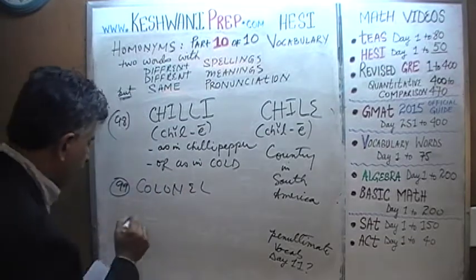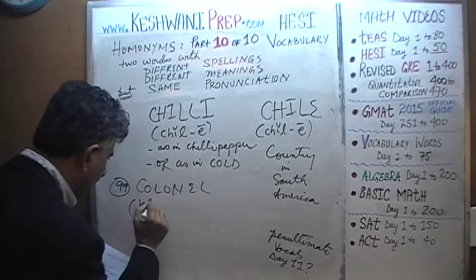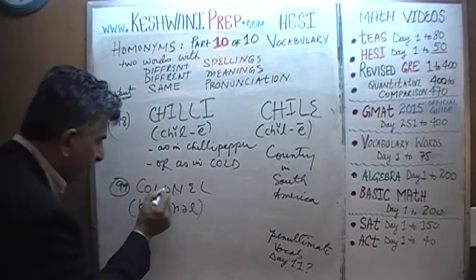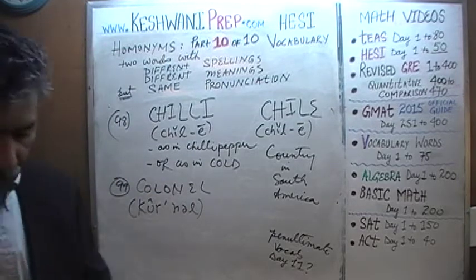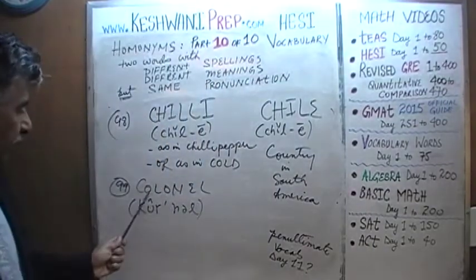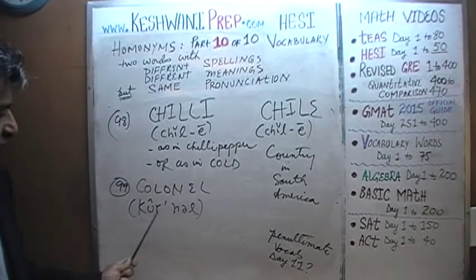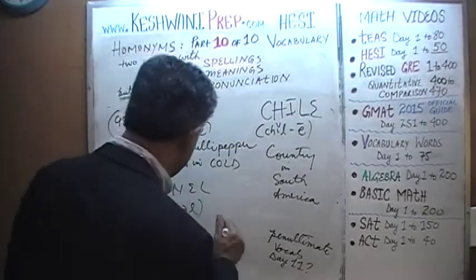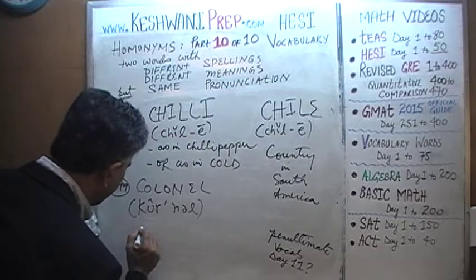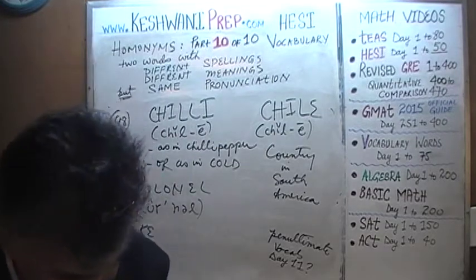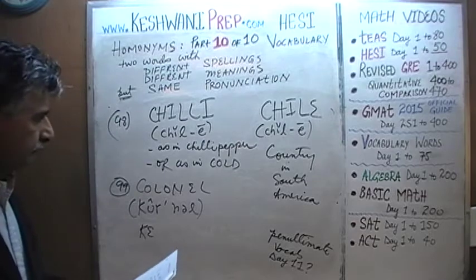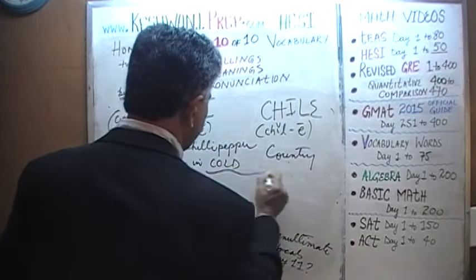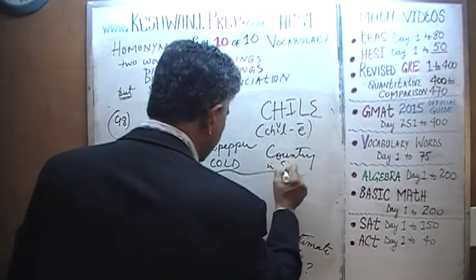And the pair is C-O-L-O-N-E-L, which is pronounced colonel, even though the spelling is very different. C-O-L-O-N-E-L, but the pronunciation is very different. Colonel. And then we have this one right here, K-E. Just put it here. It's a country in South America.